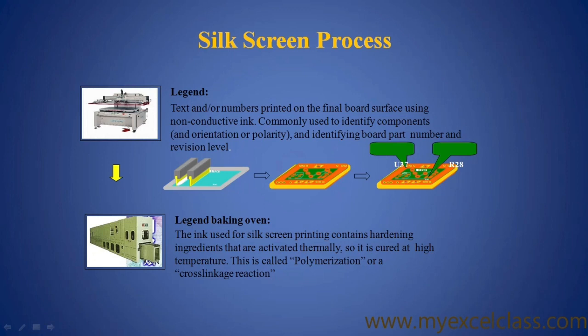These are manual processes you do by hand, or you have this machine. By this machine you can easily do your silk screen printing. So this is the basic silk screen process.